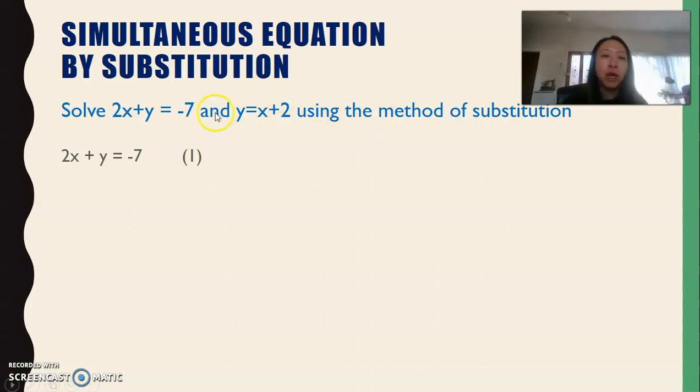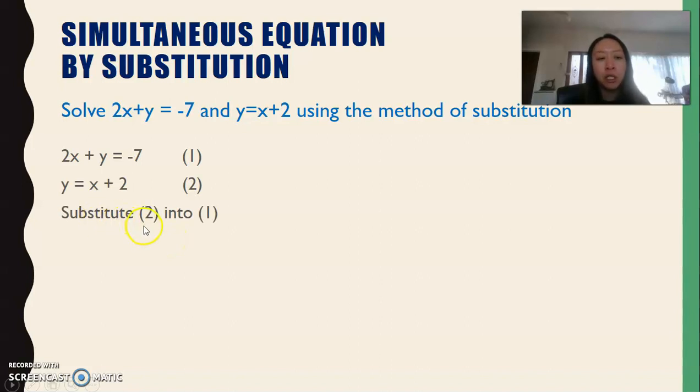If we have a question like that, the first equation will be 2x plus y. The second equation will be y equals x plus 2. For the second equation, a singular y is the subject. This is a really good situation because we can straight away substitute x plus 2 from the second equation into the first equation. I'll show you what I mean.